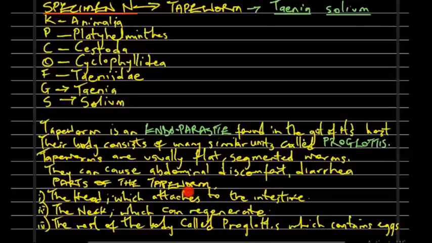Now, the tapeworm has some parts, particularly where we have the suckers and attachments. It is found in the head, which attaches to the intestine, the neck, which can actually regenerate at a point in time, as well as the rest of the body, which is the segmented part of the body of the worm, called the proglottids. And it is in this part that we have the eggs contained.